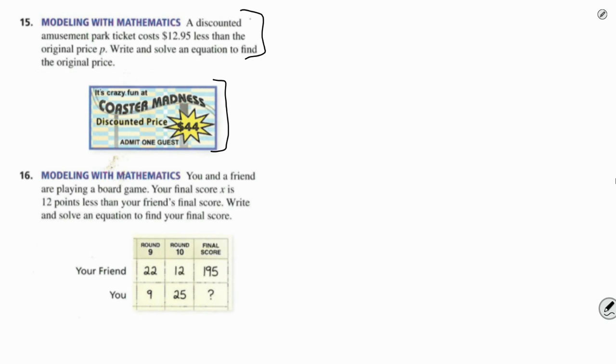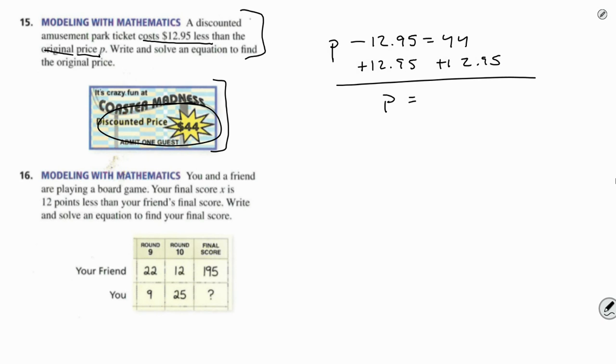All right. A discounted amusement park ticket costs $12.95 less than the original price. Write and solve an equation to find the original price. So here's a discounted price we're going to need. Original price is P and $12.95 less than. If you think about it, we take the original price and we want to go $12.95 less, which implies subtraction, and that's going to equal our discounted price. And we have our equation. From there, we'll solve by doing an inverse operation of subtraction. And we'll get P equal to 56.95. And we most definitely should label because it's a money problem.